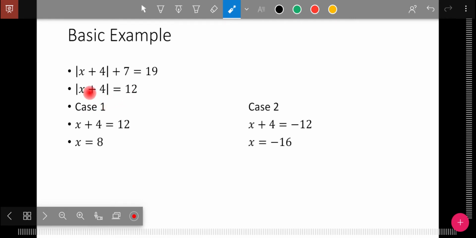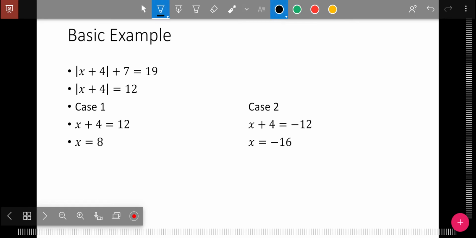Why two cases? If this is positive 12, then the answer is 12. If this is negative 12, then the answer is 12. And so both would work, positive and negative. So one positive, one negative. The absolute value bars go away. One side's positive on the right side. The other side is negative, the right side. Minus 4 to both sides, x equals 8. Minus 4 to both sides, x equals negative 16.